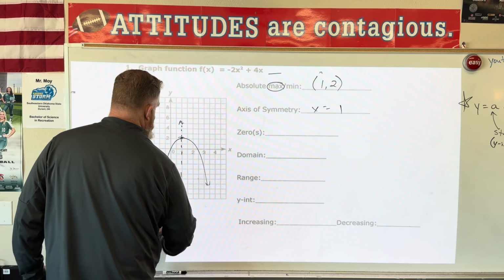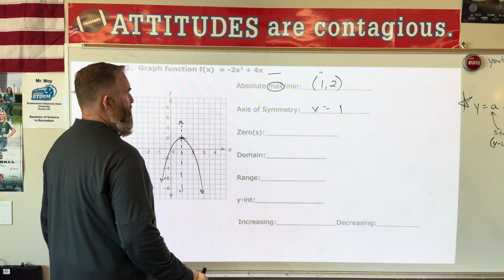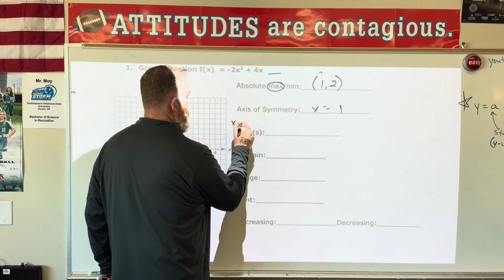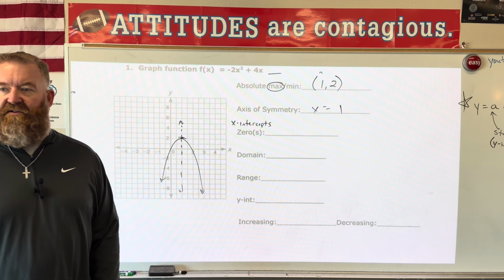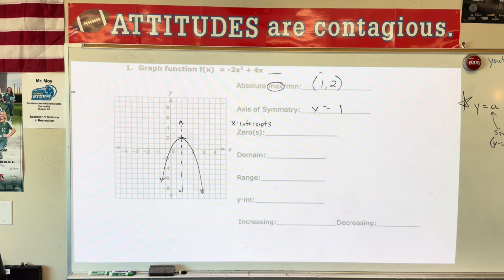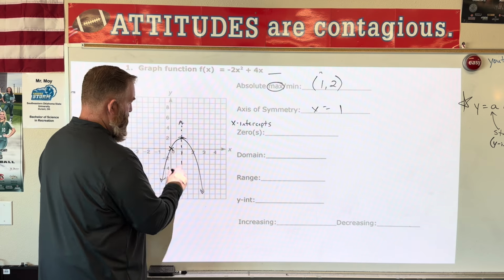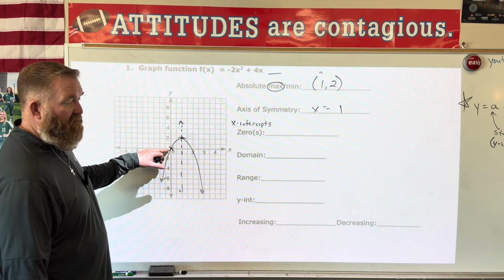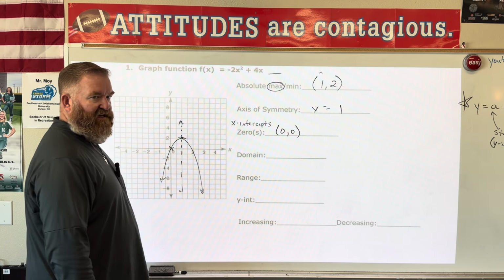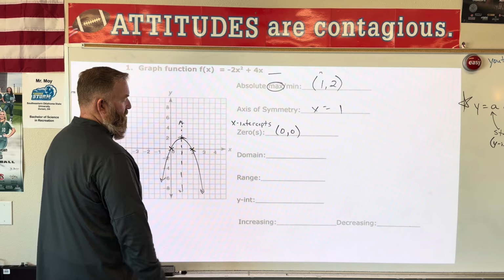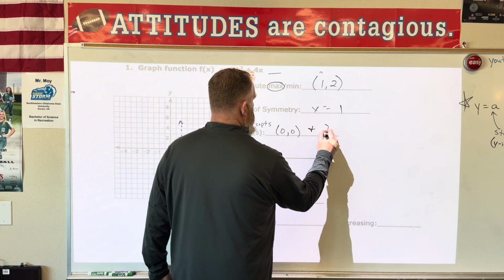What are the zeros? The zeros are where they cross the x-intercepts. In other words, where they cross the x-axis. So all you need to do is identify where it crosses the x-axis. What are they? What's this one? What is that point? 0, 0. And then go to the other one where it crosses the x-axis. What's this one? Just put your cursor on it. It'll do it. 2, 0.